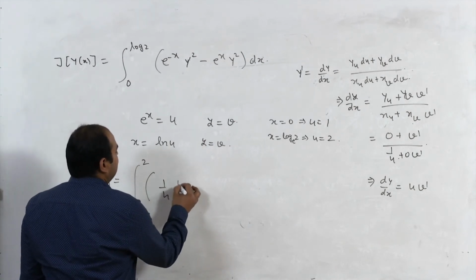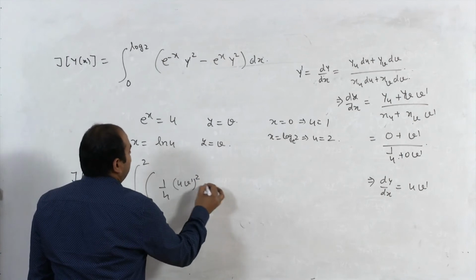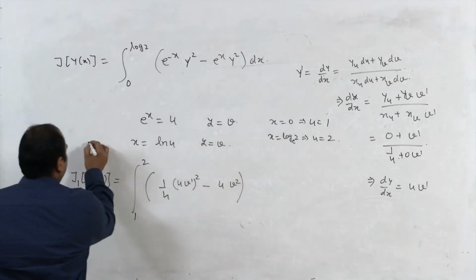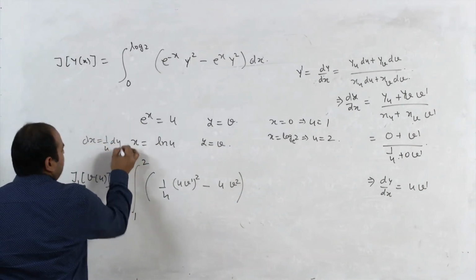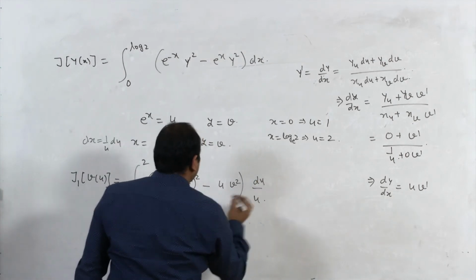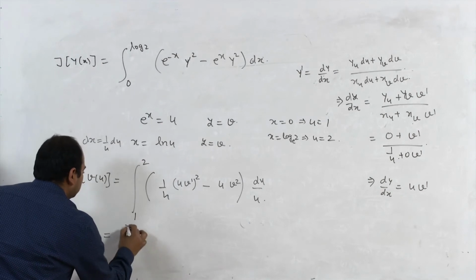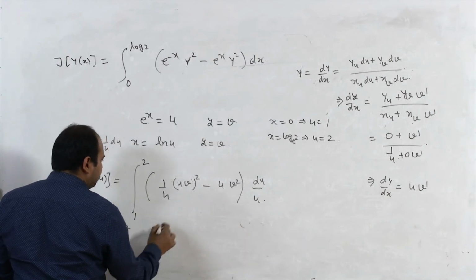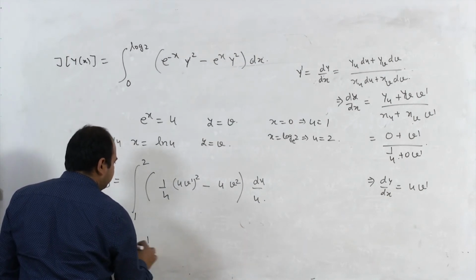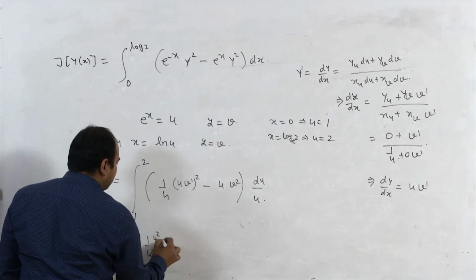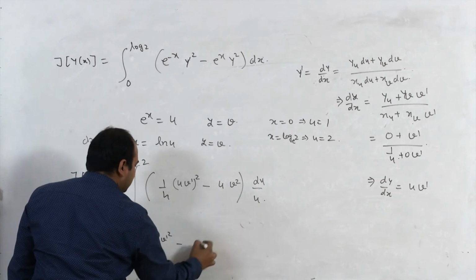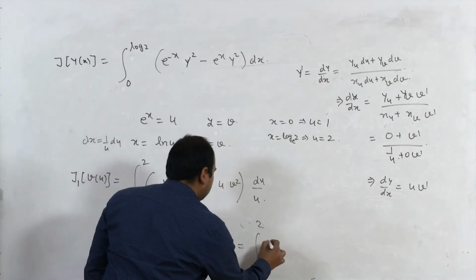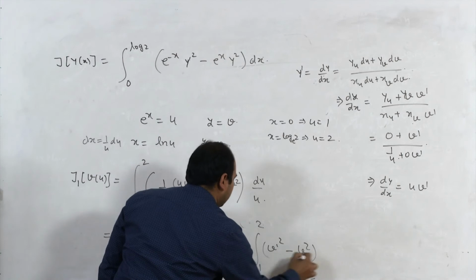So 1 upon u, and here we have u v dash square of this, minus e to the power x as u and y square as v square, and dx is given by 1 upon u du, so it is du on u. So you can simplify it further, it is 1 to 2, and when you multiply u inside, then you can say 1 upon u square, and this is u square v dash square minus, this will cancel out, v square, and this is du. So this is nothing but the integral from 1 to 2 of v dash square minus v square du.